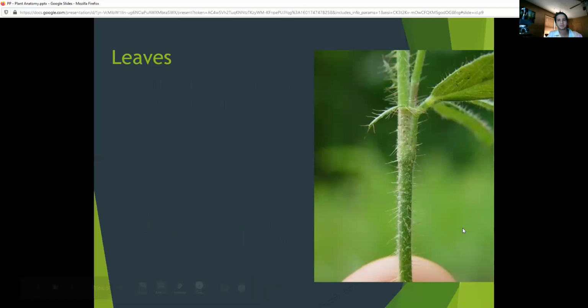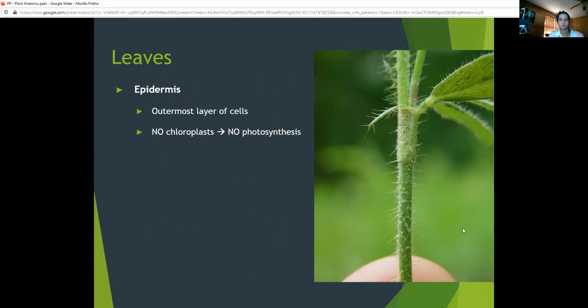So let's talk about the anatomy of these leaves. From the outside, they have an epidermis, which is just like in us, the outermost layer of cells. So epi on the very surface, dermis skin. There is no chloroplast, which means they do not conduct photosynthesis. There may or may not be a cuticle, which is a waxy structure designed to hold in water and prevent water loss.